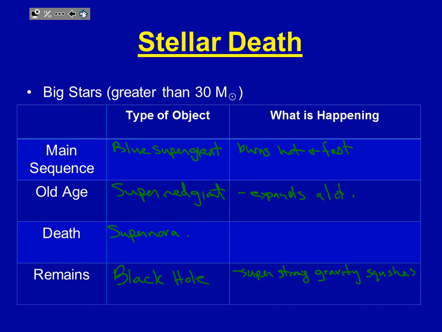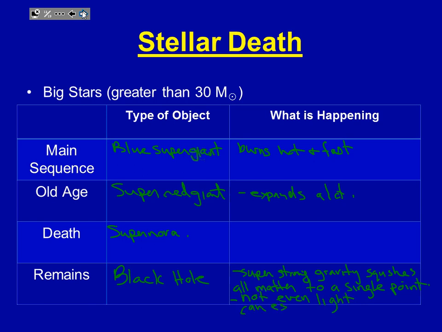It squishes all matter to a single point. That single point we call a singularity. I'm not even going to put it on there. And it's a black hole because not even light can escape.